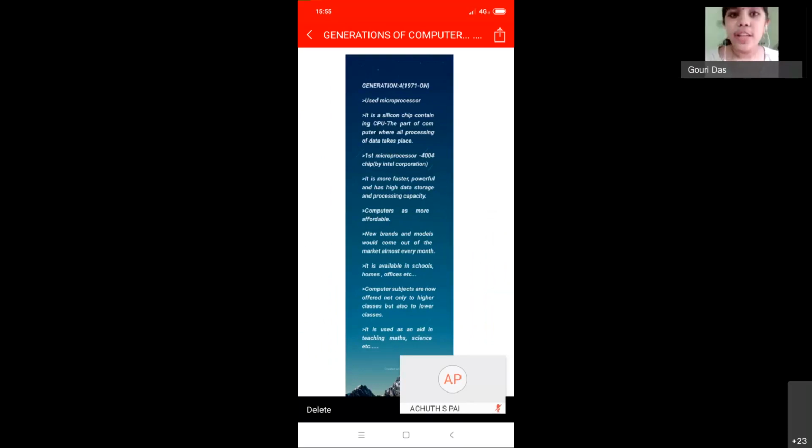Generation 4 is from 1971 and it is still continuing. That means it's our generation. And in this generation, we are using the microprocessor. I think you all are familiar with the word microprocessor. A microprocessor is a silicon chip containing the CPU, which is the part of the computer where all the processing of data takes place. And the first microprocessor is the 4004 chip, which was invented by the Intel Corporation.